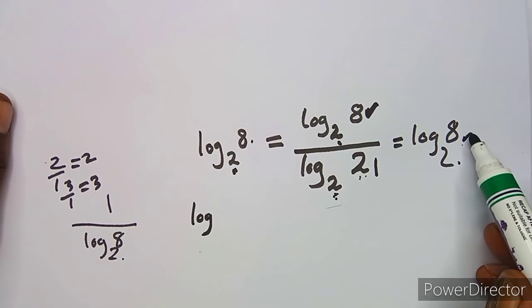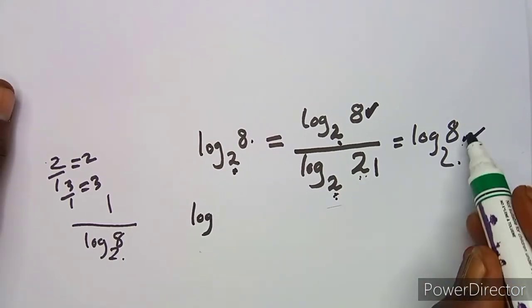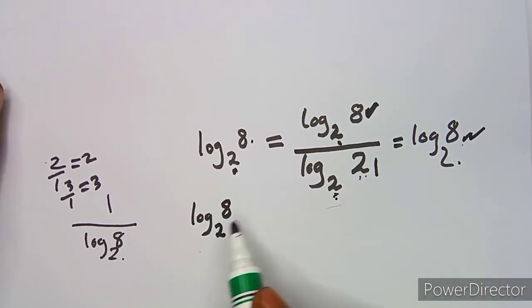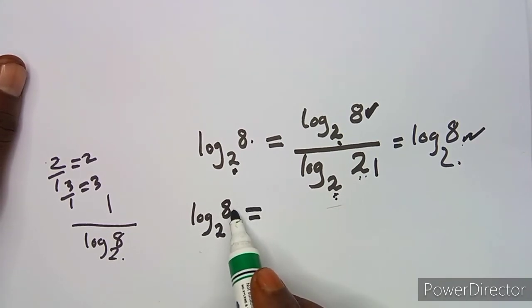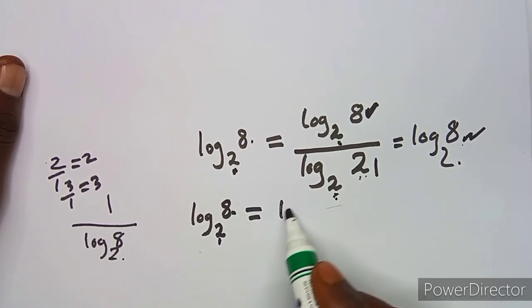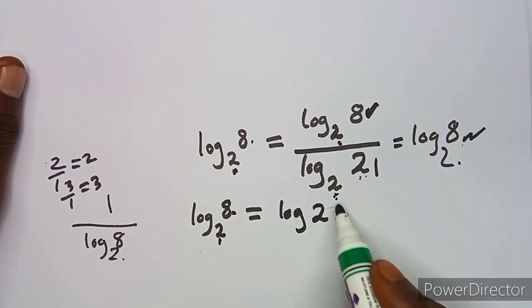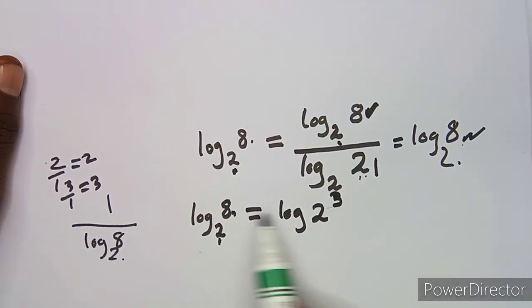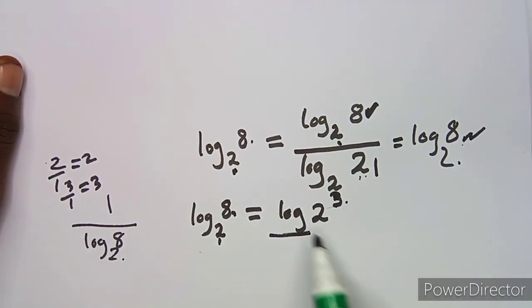So I hope you understand that here there's no effect. But this log 8 base 2 that we're talking about, we can write it in the same number as 2. So it's going to be log 2 to the exponent of 3, because 8 is 2 to the exponent of 3.